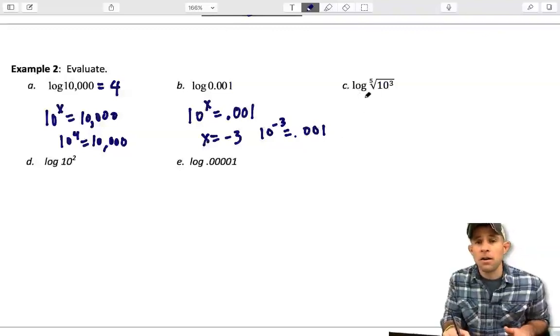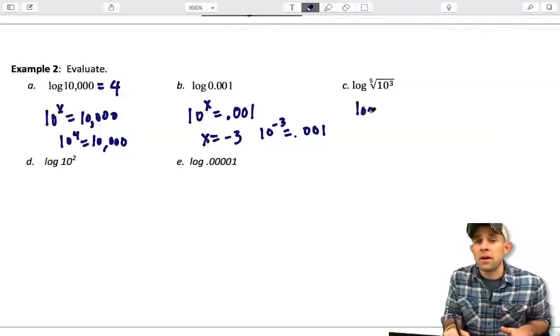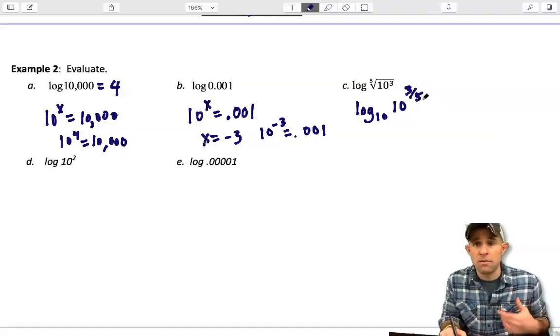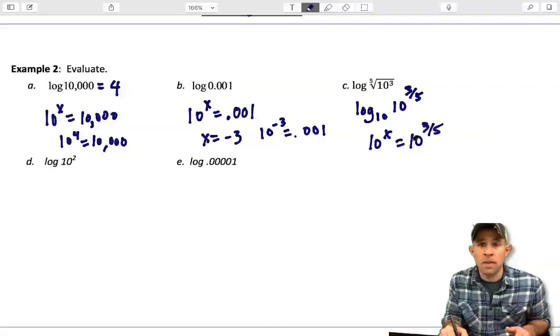All right, log base 10 of the 5th root of 10 to the 3rd. Now, I'm actually going to rewrite this to say log base 10 of 10 to the 3/5 power. Remember, 3 is my numerator, 5 is my denominator. So, in other words, what power do I raise 10 to in order to get 10 to the 3/5 power? Well, if these are equivalent, then x must be equal to 3/5. So this logarithm here should be equal to 3/5.